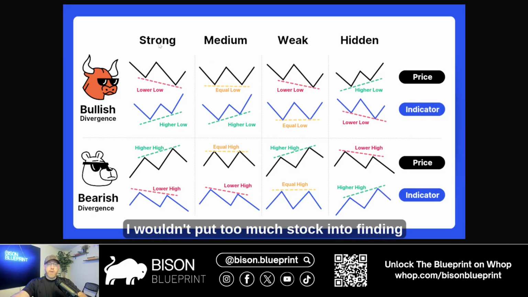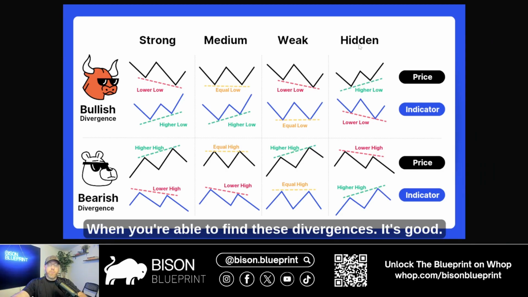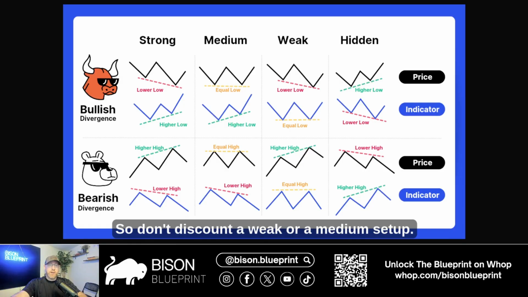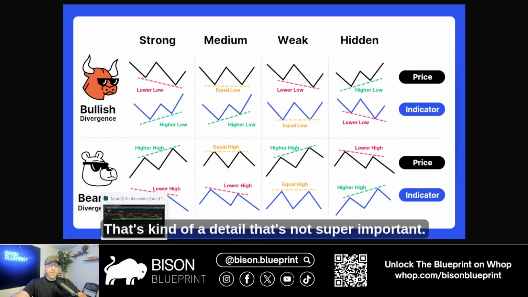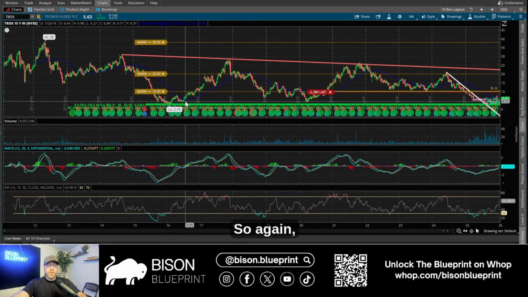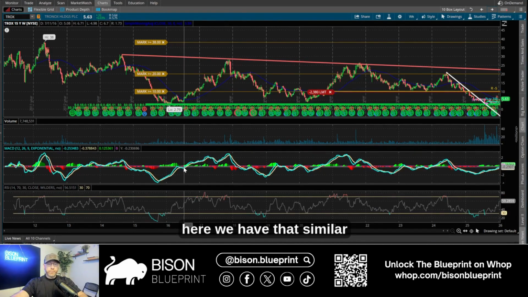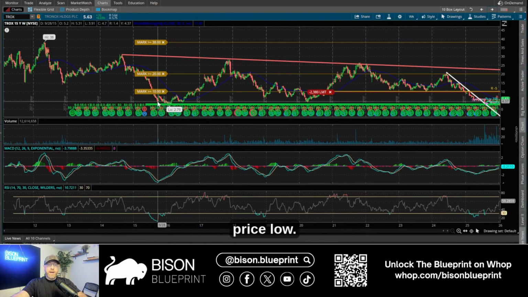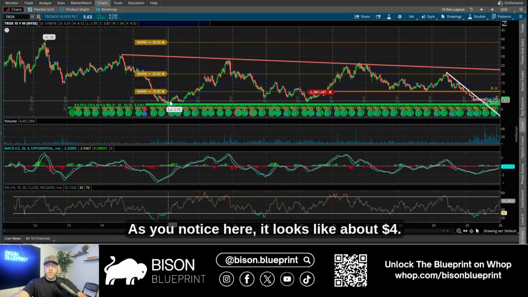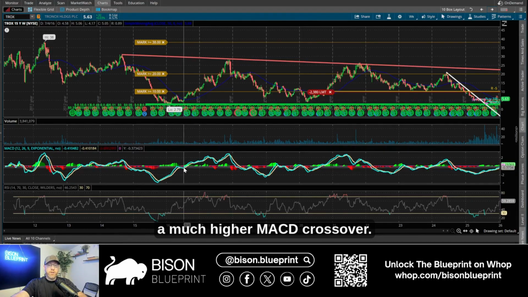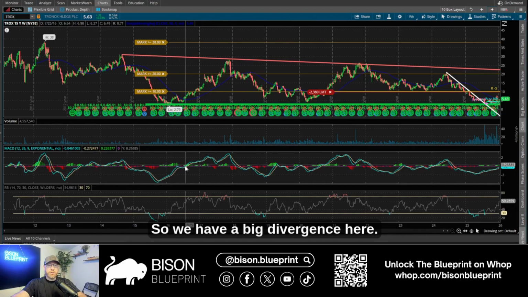I wouldn't put too much stock into finding a strong, medium, weak, or hidden divergence. When you're able to find these divergences, it's good. So don't discount a weak or a medium setup. That's kind of a detail that's not super important. Again, here we have that similar price low, as you notice here, looks like about $4. So we have equal lows, and then we have a much higher MACD crossover. So we have a big divergence here.